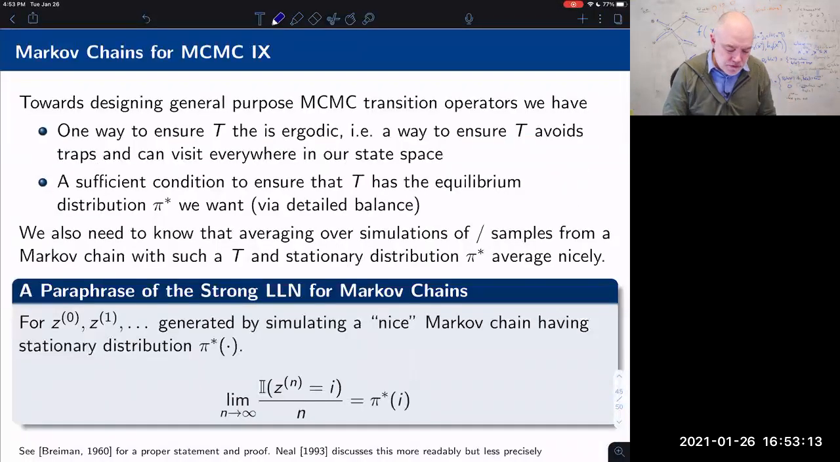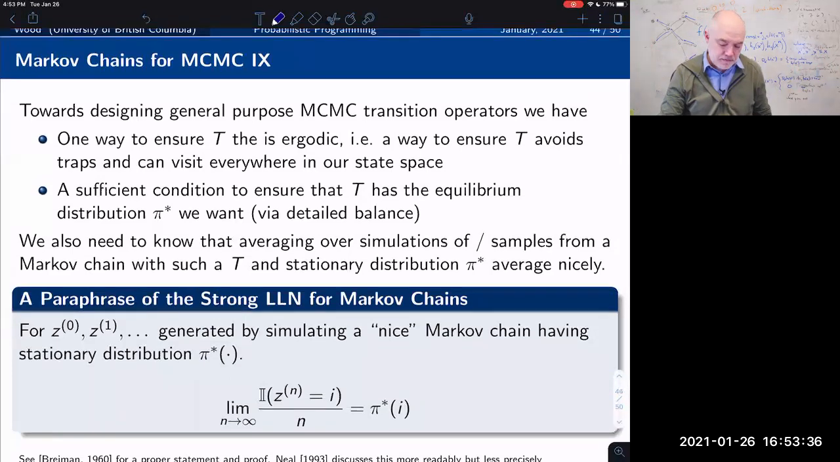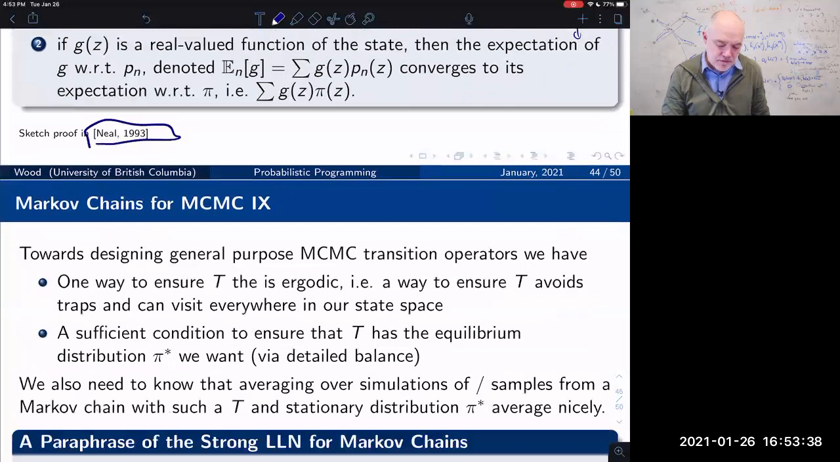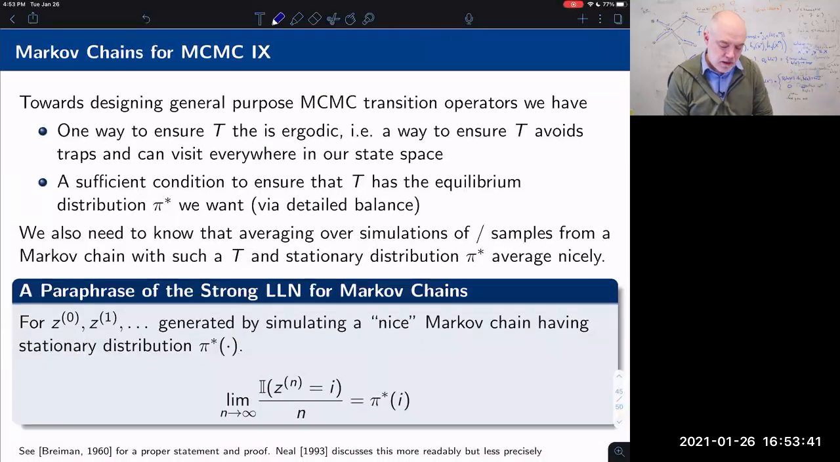There's a stronger result for Markov chains, which is extremely useful. But let's first say, towards designing general purpose Markov chain transition operators, we have one way to ensure that the T is ergodic, which is to basically have a proposal distribution that can visit everywhere, right? And a sufficient condition to ensure that T has the equilibrium distribution we want is verifying, for instance, detail balance.